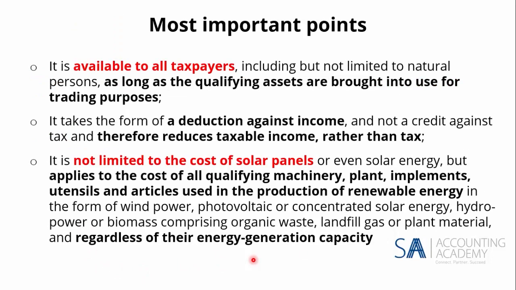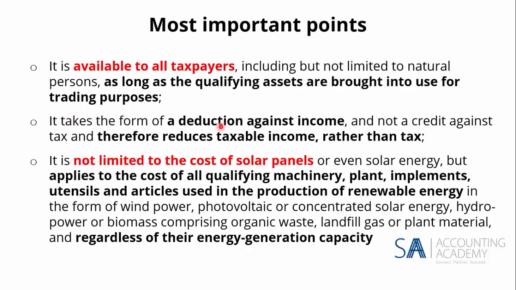So this then led me to go and look at the most important points, how this differs from the one for individual taxpayers as well. This is available to all taxpayers. It's not only limited to natural persons, not limited to businesses only. It says including but not limited to natural persons, as long as the qualifying assets are brought into use for trading purposes. So if you have an individual who's a natural taxpayer and they are bringing this into use for trading purposes, then obviously that will also be available to them, this 12BA.